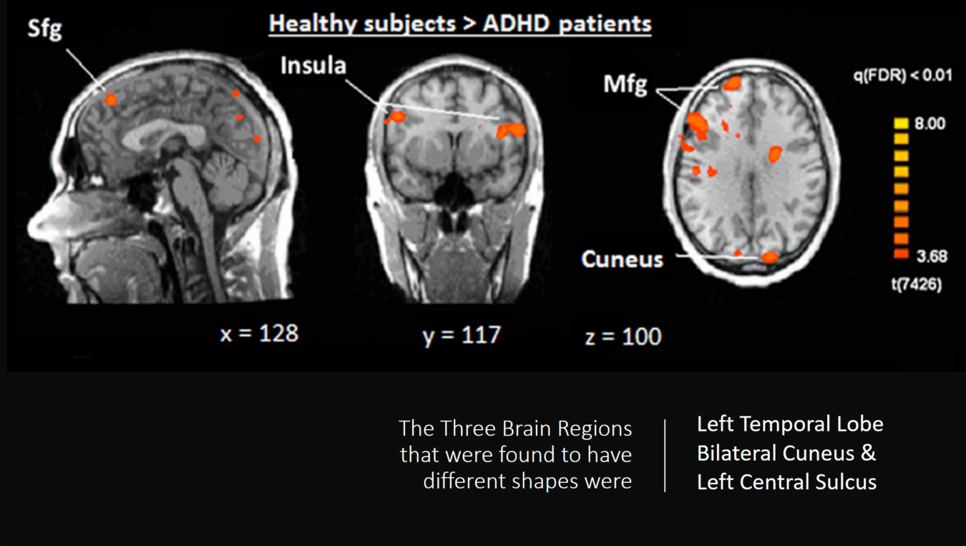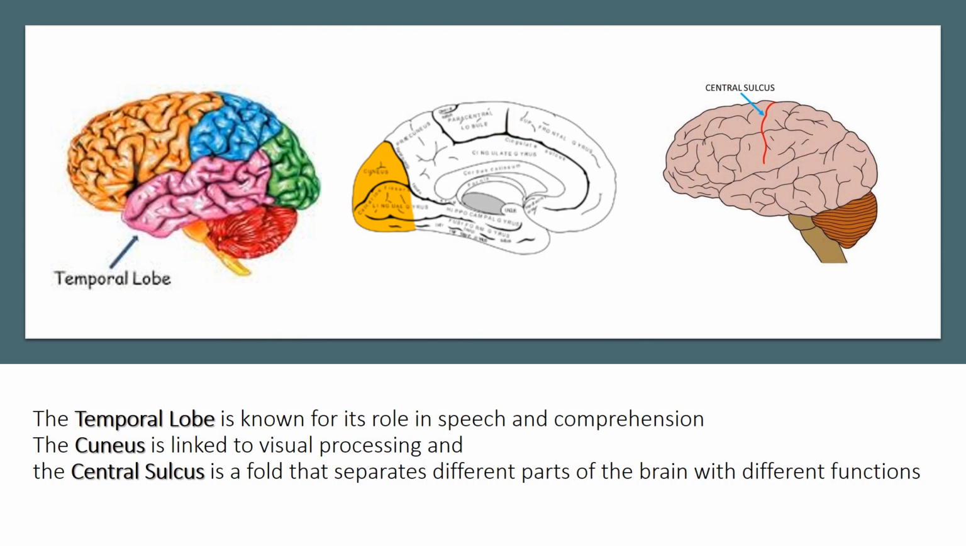The 3 brain regions that were found to have different shapes were the left temporal lobe, the bilateral cuneus and the left central sulcus. The temporal lobe is known for its role in speech and comprehension, while the cuneus is linked to visual processing and the central sulcus is a fold that separates different parts of the brain with different functions.